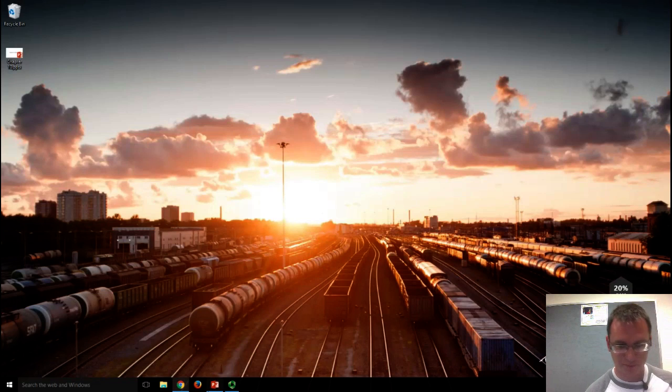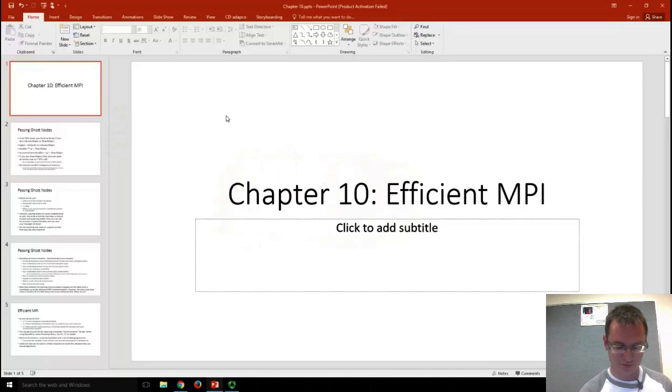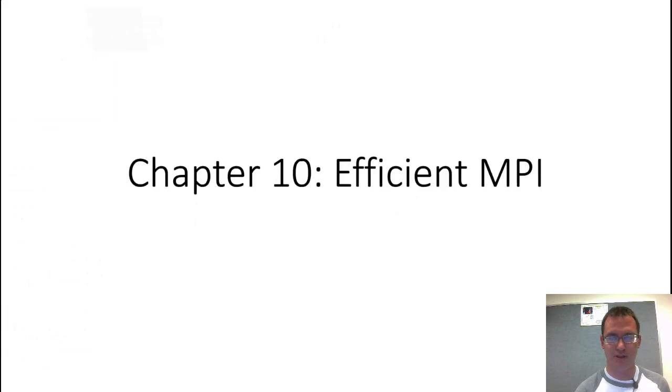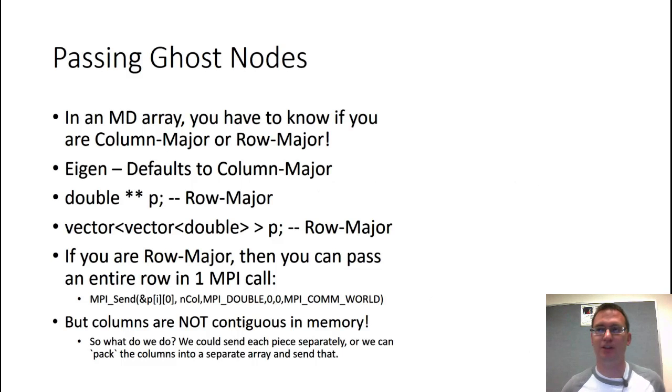So now we come to the part of the lecture of the lecture. We're going to put that over there. So we're going to talk about the MPI Jacobi project, which is due on July 9th. I'm going to talk specifically about passing ghost nodes.